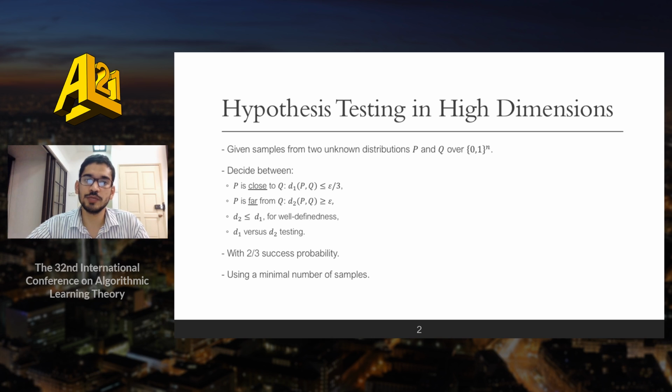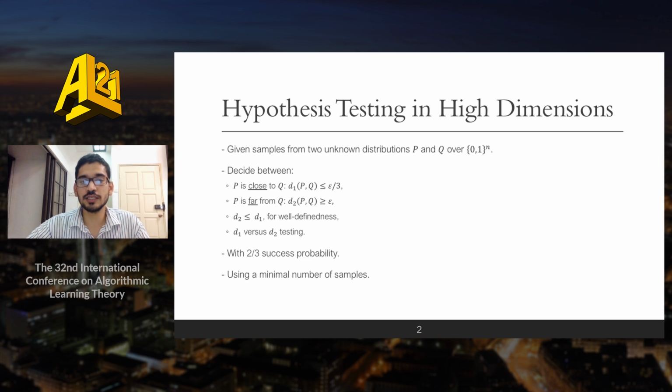In this problem, we are given samples from two unknown distributions P and Q over the Boolean hypercube, and our goal is to distinguish between the following two cases. P is close to Q with respect to some distance function d1 such that d1 between P and Q is at most epsilon by 3, versus P is far from Q with respect to some other distance function d2 such that d2 between P and Q is at least epsilon, where epsilon is an input parameter between 0 and 1.